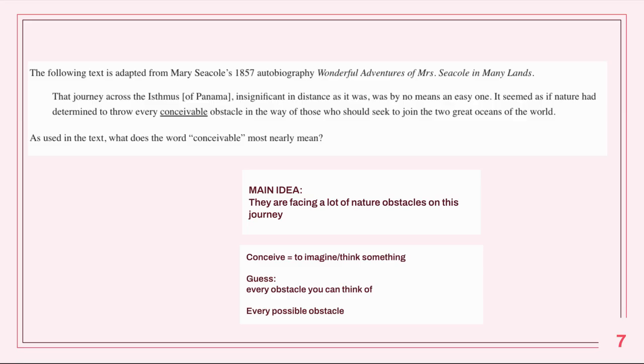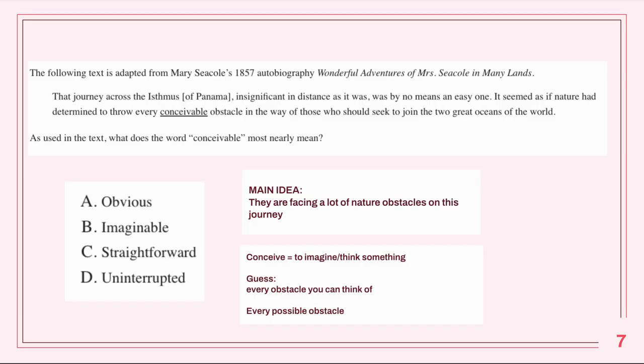So like every obstacle you could have, or every obstacle you could think of, every possible obstacle is being thrown in the way of that who thrown in her way as she's trying to go on her journey. So there aren't a lot of hints necessarily, but we can say because it's not an easy journey, and nature was so determined to throw every obstacle, we can mean that there's like a lot of crazy natural obstacles. It's just not stopping. It's just like everything you can think of, sort of.